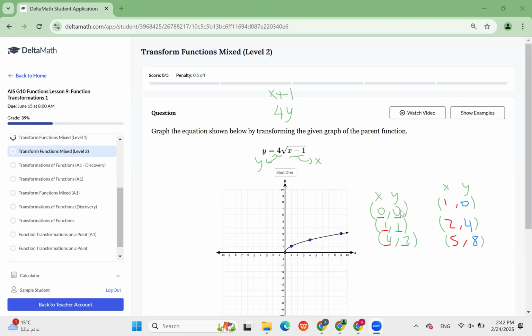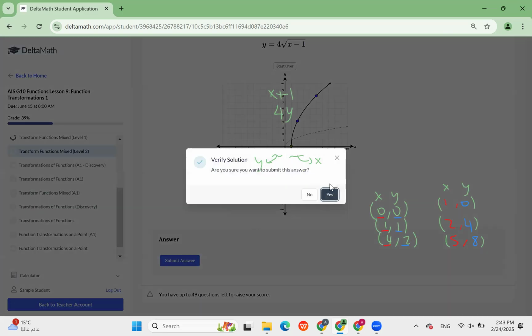We always start with the 0, 0, because this is sort of shifted like this. So 0, 0 becomes 1, 0, and 1, 0 is here. And then 2, 4. So we stretch to 4 like this. We have 2, 4, and then 5 goes with 8, so we're good. And we submit.